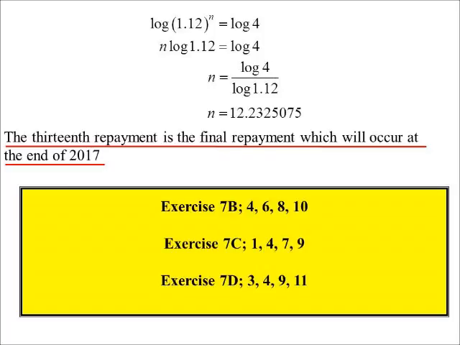7B, 7C, 7D. I think you'll find 7D's on the repayments. 7C's probably on the superannuation. So 7B's probably just simple interest, compound interest maybe? Trying to remember. It's probably something logical like that.